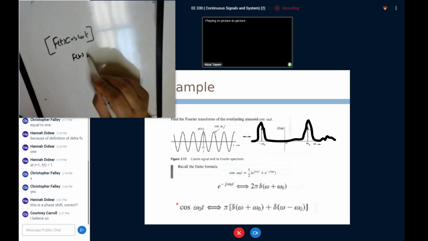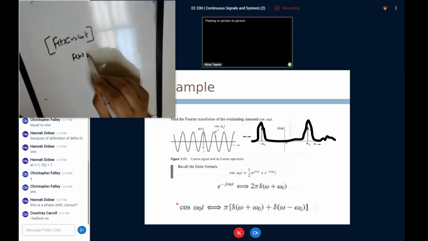So what's this operation here? If you multiply f of t with cosine omega 0 t, what's going to happen to f of t? It's going to be shifted. You have done this in the lab, right? This is a simple AM modulation. You multiply the message with the carrier, right?